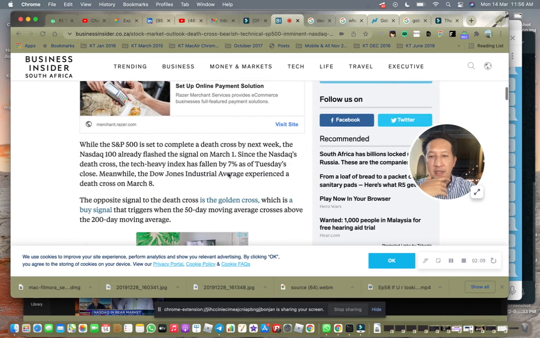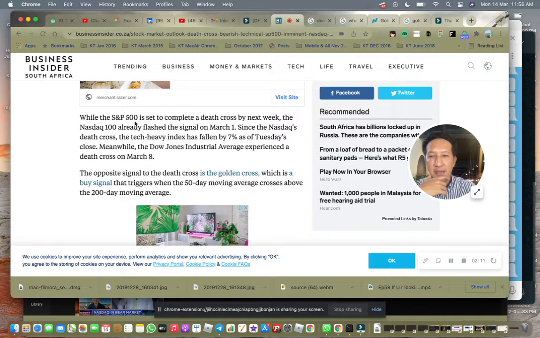So it shows that while the S&P is set to complete the death cross by next week, the Nasdaq already flashes. Basically, the Nasdaq 100 already passed the death cross on March the 1st, but the S&P 500 hasn't yet. As I mentioned before, in the S&P 500 you have all those other stocks, other than the oil and gas commodity stocks, like Royal Caribbean and Delta Airlines, which are suffering from high crude oil and high inflation or high input costs, like higher salaries or even higher raw materials to manufacture their products, could be steel factories and all that.